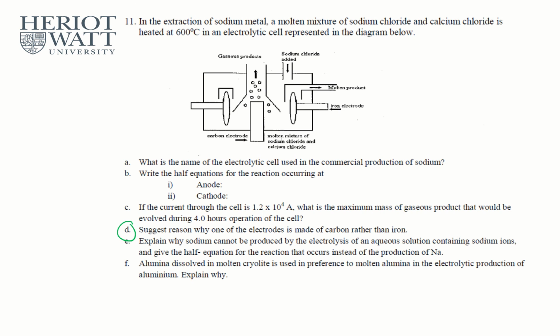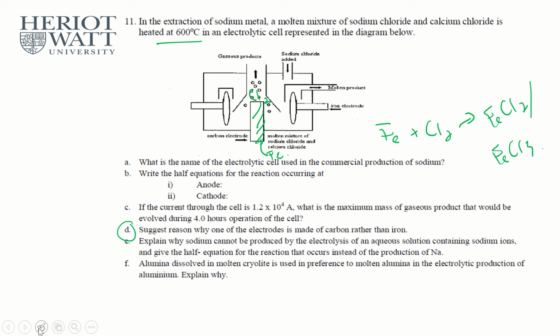Suggest a reason why one of the electrodes is made of carbon instead of iron. Now, why are we using carbon here? Because look at the product produced here. Chlorine gas is being released. Carbon is inert, iron is not inert, right? So if you have chlorine gas produced at 600 degrees C with iron, what do you expect to get? The iron electrode will react with the chlorine to get iron chloride, FeCl2 or FeCl3, who knows, right? So to avoid this, we change the iron electrode into carbon, which is inert. That's the reason for D, and you must be able to write it out in a proper sentence.